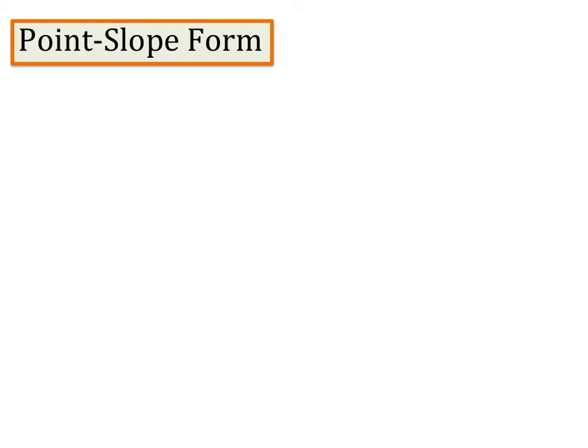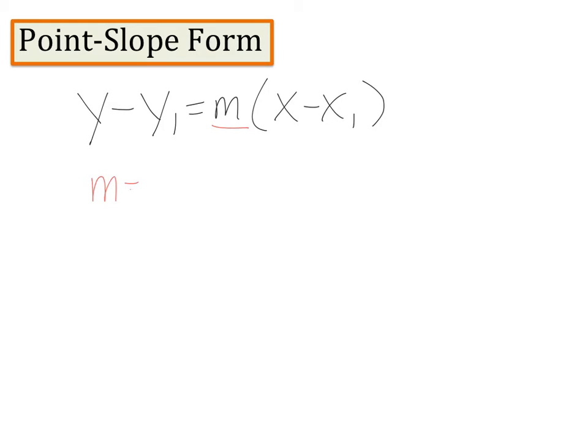So when we're learning point slope form, the first thing we should know is the point slope formula. The point slope form formula is y minus y1 equals m times x minus x1. Now you should be familiar with m by this point because m is going to stand for our slope. And our x1 and our y1, those are just going to be points on our line.